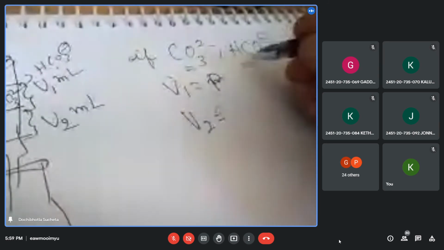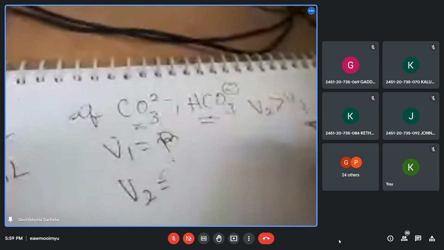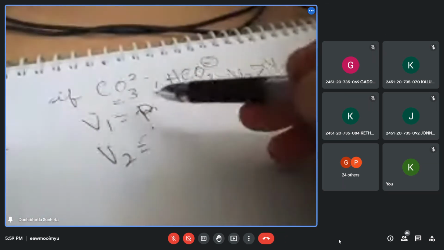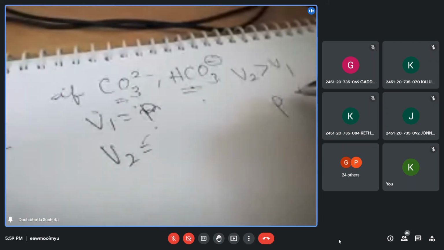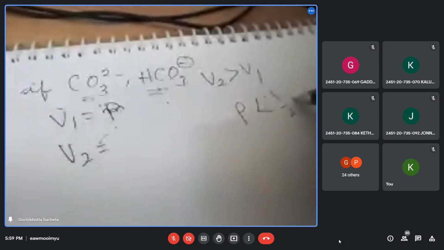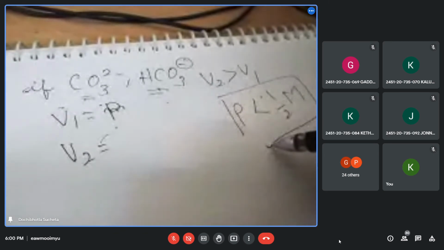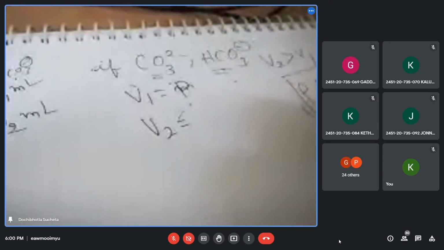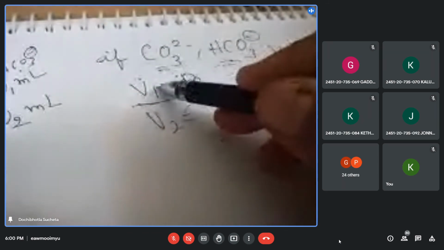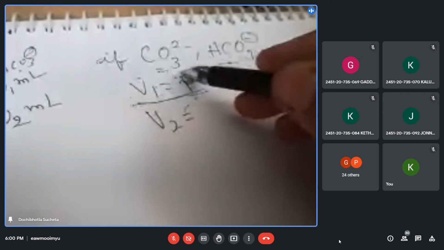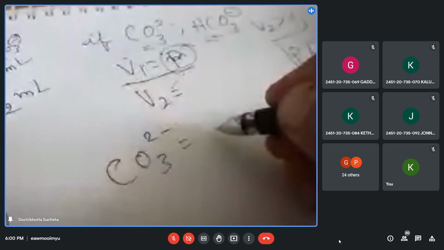Okay, and V2 ml is more than V1 ml. If V2 ml is more than V1 ml, the combination is carbonate and bicarbonate. That means P is less than half M. I know in the first step, when V1 ml got consumed, it was P. So complete neutralization of carbonate here requires how much? 2P.